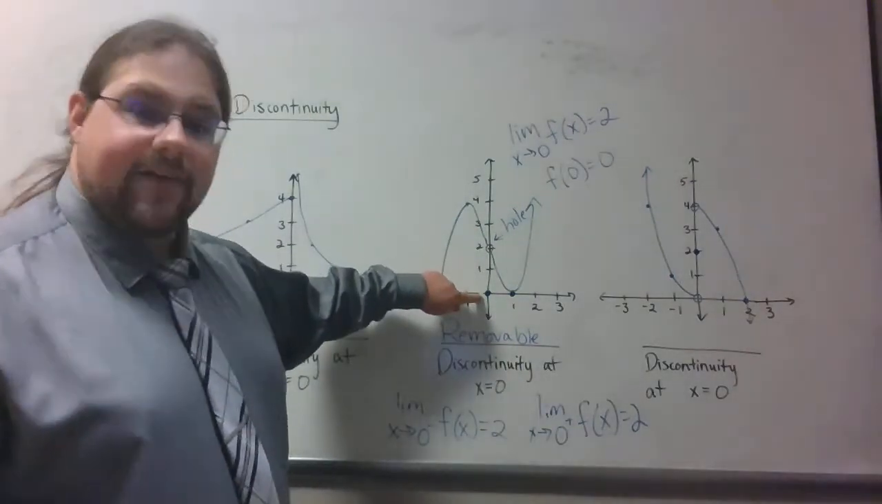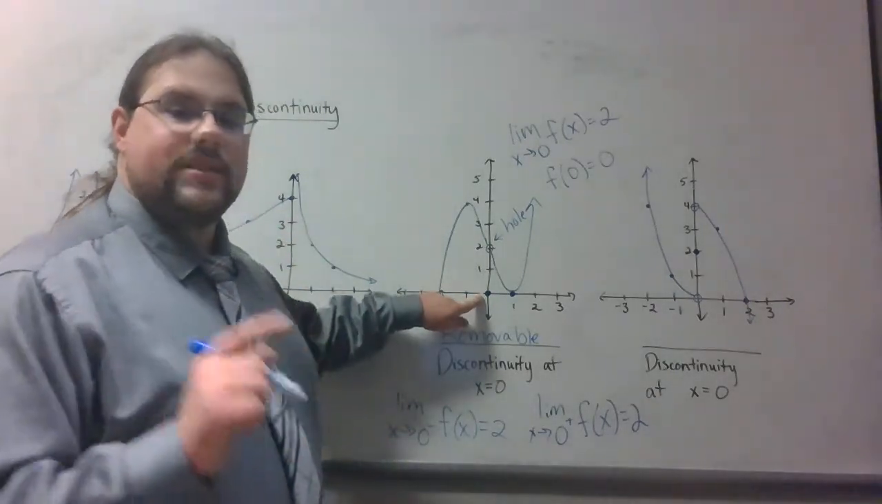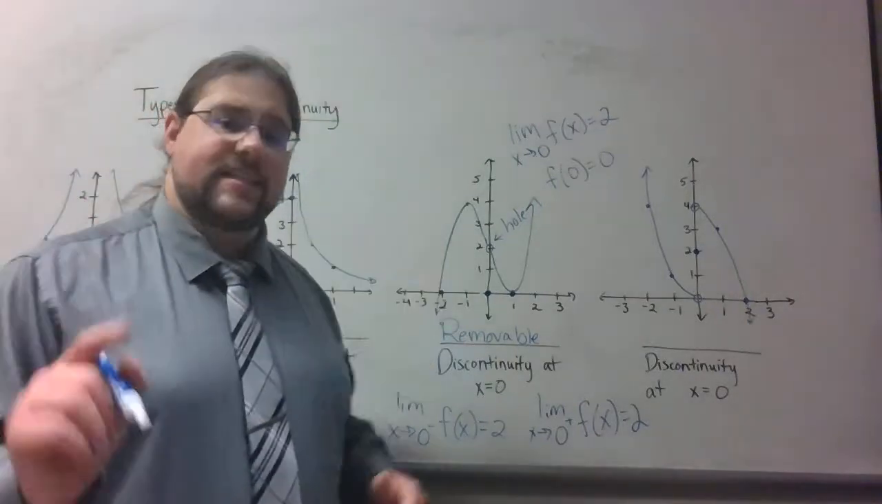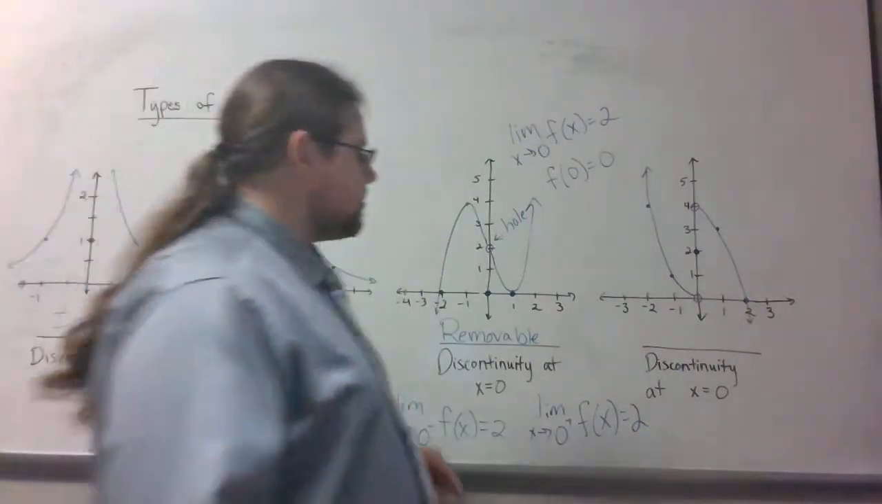Again, it doesn't matter if there is another closed dot somewhere else. It's a hole, so it's a removable discontinuity. Again, I can fix it. All I've got to do is fill in the hole. Last one, last example. So here I go.